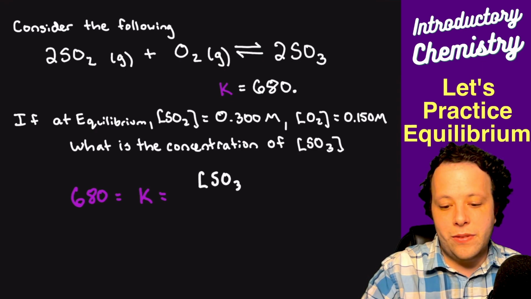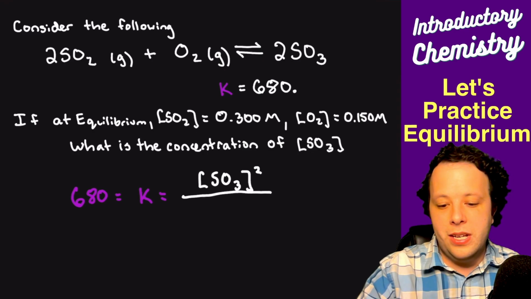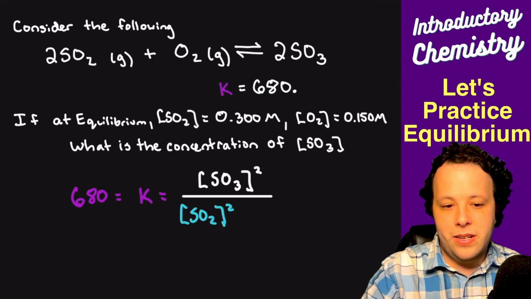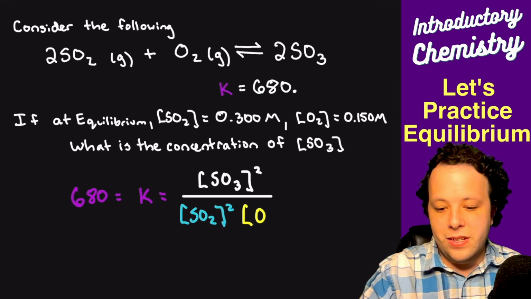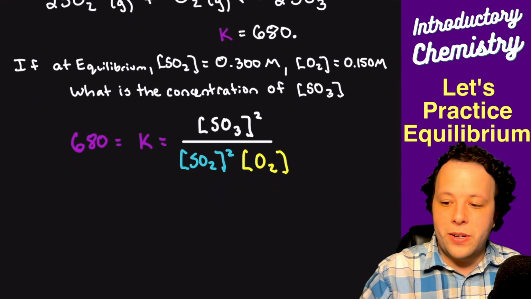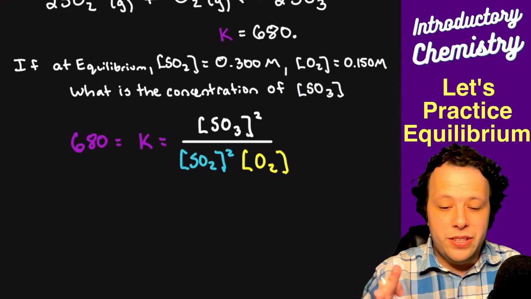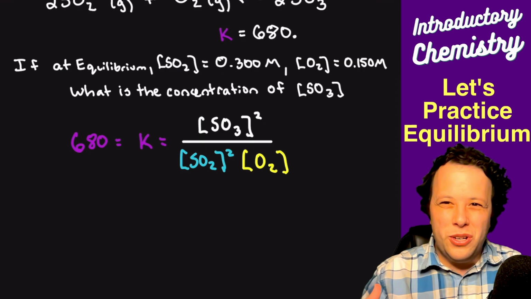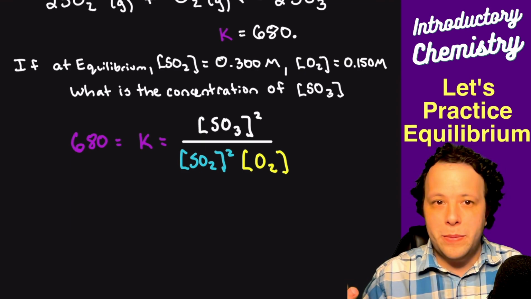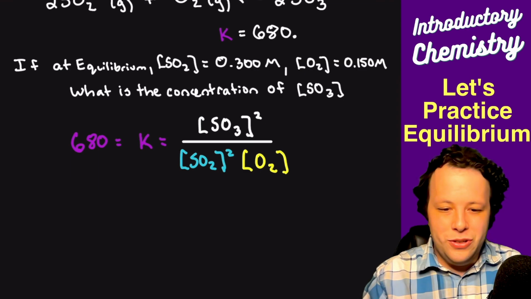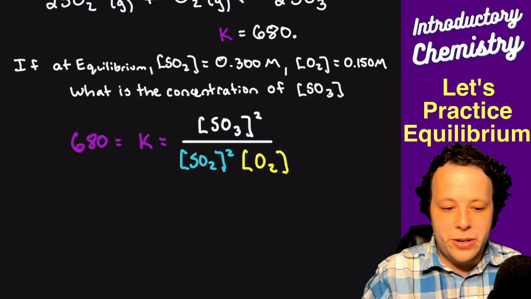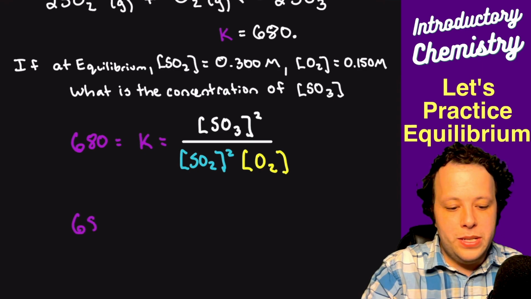So we have SO3, which is what we want, and all of that is going to be over SO2, which is to the second power, and then also oxygen. Okay. So now with that, what we're going to do is rearrange the equation, so that way we essentially get everything by itself. You could plug everything into it right off the bat if you really chose to, but whenever you're doing this problem, it's sometimes helpful to just rearrange it so you can see how to use it.